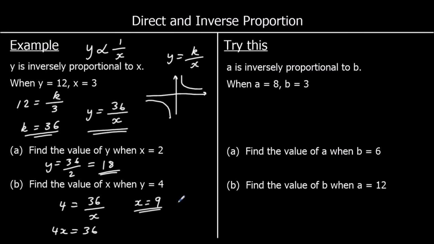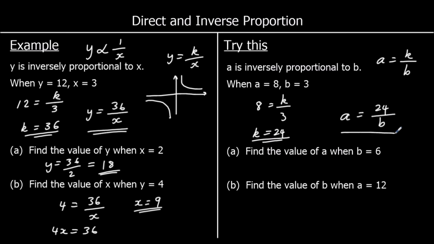And a question for you to try, so give this one a go. A is inversely proportional to B, means A equals K over B. When A is 8, B is 3. So 8 equals K over 3. We'll find K by multiplying both sides by 3. So K is 24. So the relationship is A equals 24 over B. Find the value of A when B is 6. So 24 over 6 is 4.